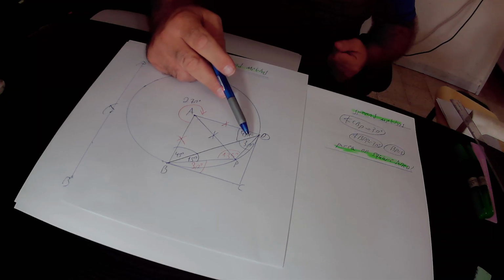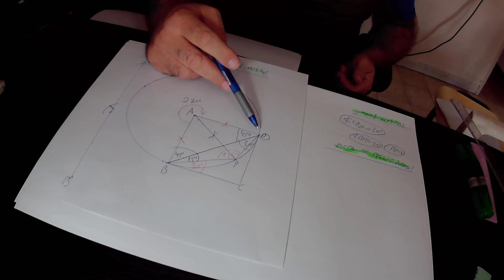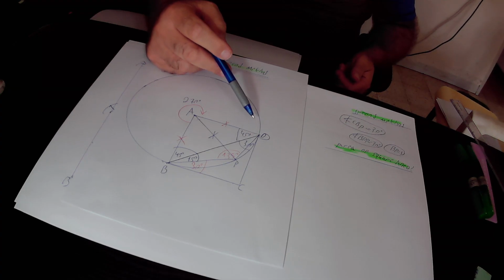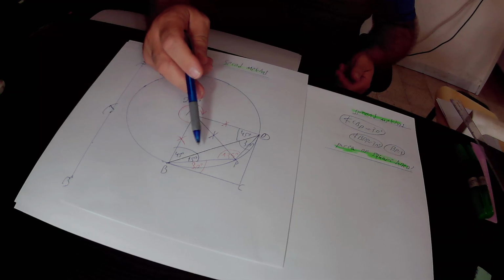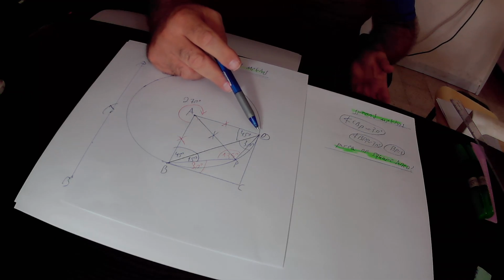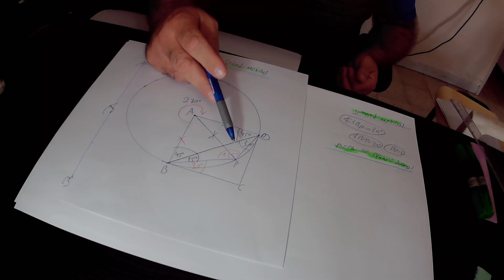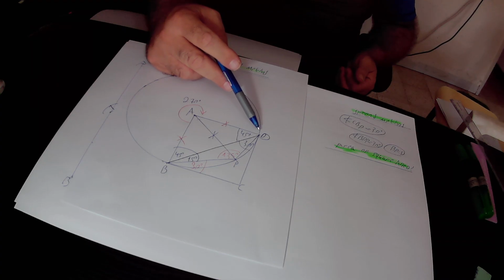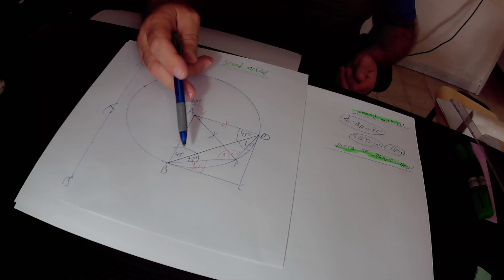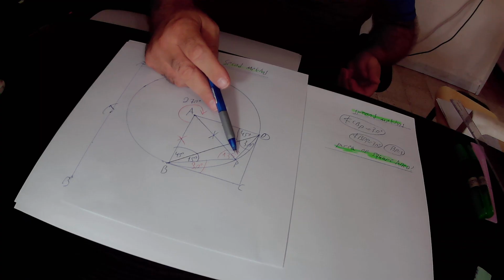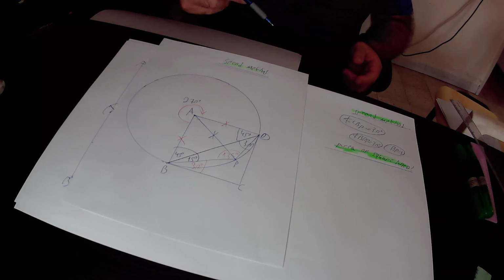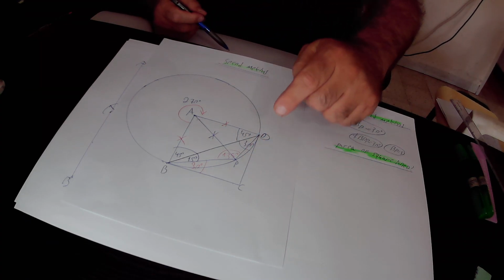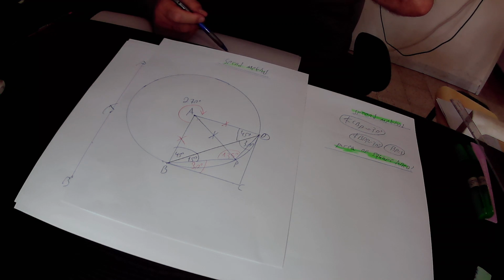Any peripheral angle has three vertices, and they all lie on the circle. So any peripheral angle lies on the circle. So point D lies on the circle, point B lies on the circle, and point P must lie on the circle itself. So we found out that point P lies on this circle.